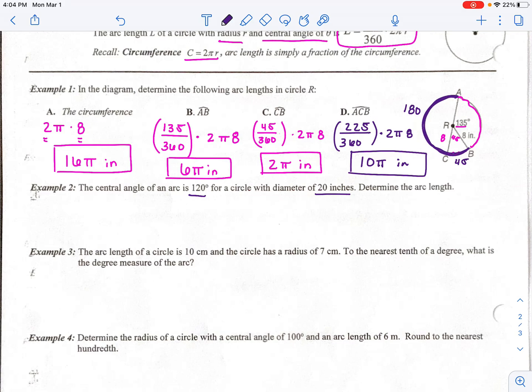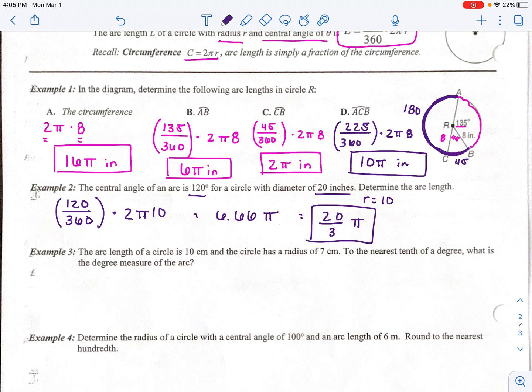Now, again, we need the radius. If the diameter is 20, it means the radius is half that. So the radius is 10. So I've got 120 divided by 360 times 2 pi, and my radius is 10. All right, if I type that into my calculator, I get 120 divided by 360 times 20, essentially, and I get 6.66. I can add that pi next to it. If they want an exact answer, you can do that 6.66 and do that math frac. Another answer could be 20 over 3 pi.